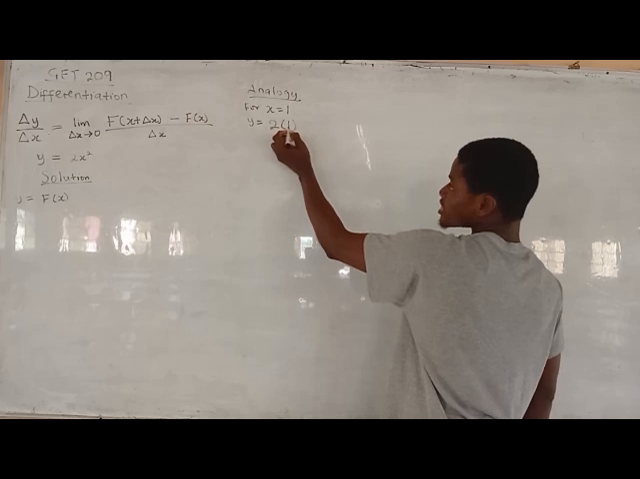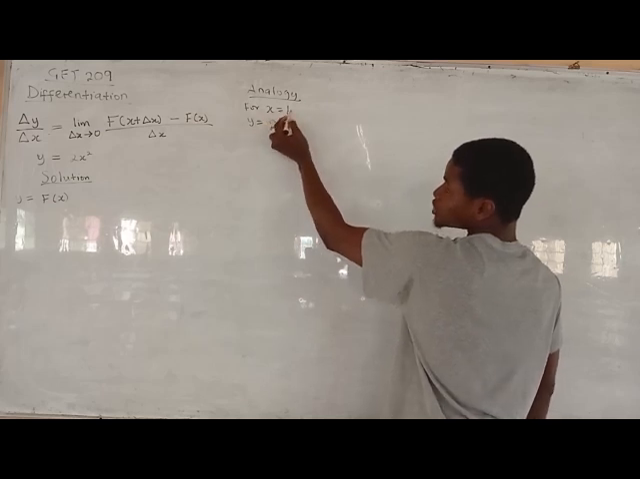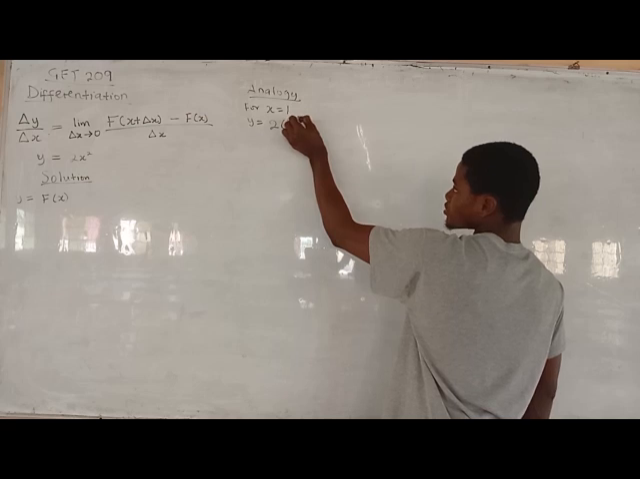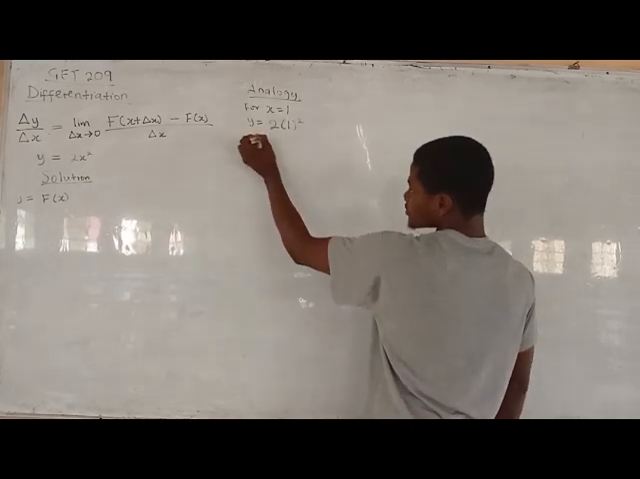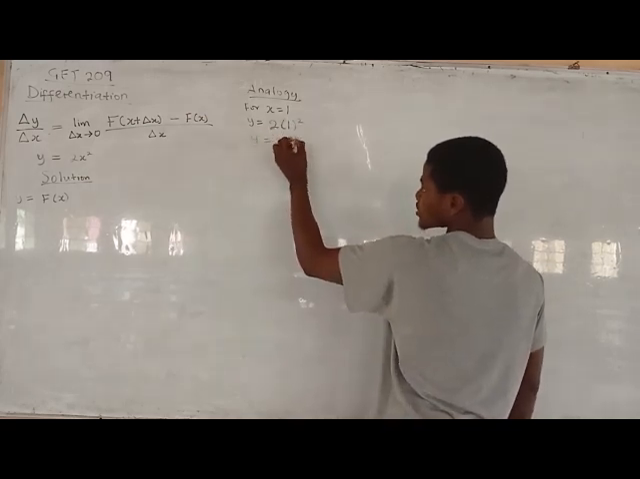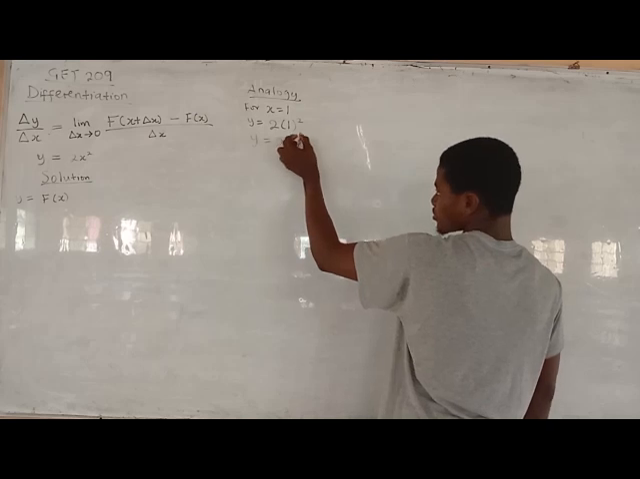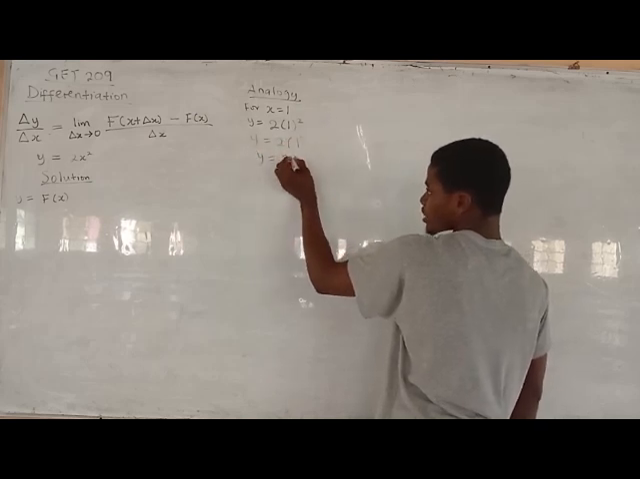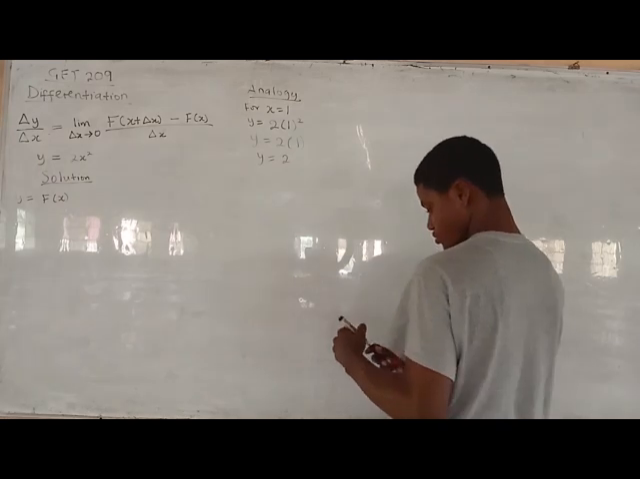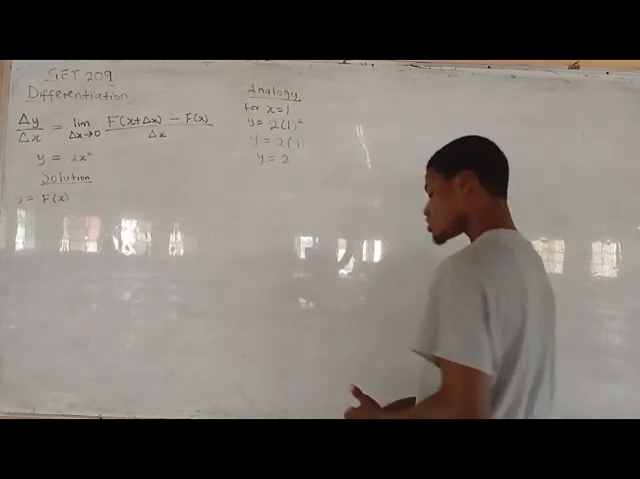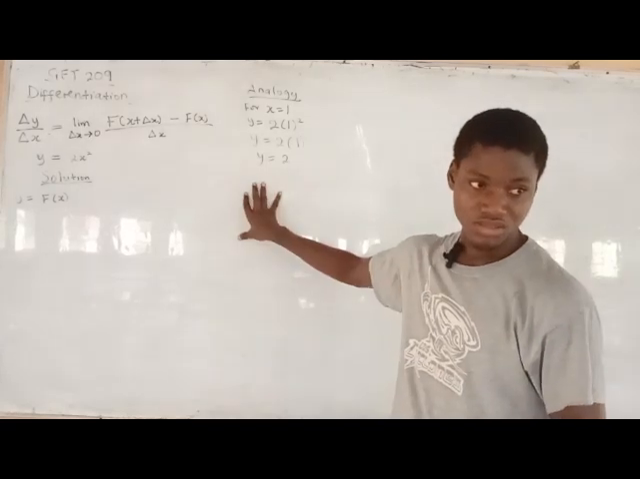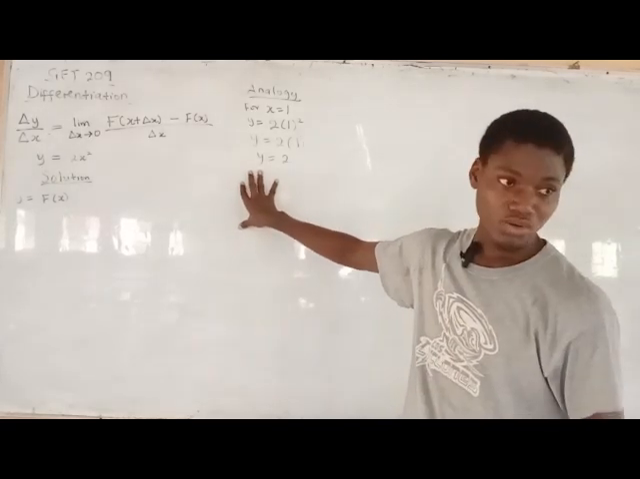Now, since we have x to be 1, we put that 1 here. This 1 represents x, because we say for x equals 1, so we raise this to power 2. That means y equals 2 times 1 raised to power 2, which is still 1. So y equals 2 times 1, which is 2. So we know that is going to be the value of y. It depends on this. This is what we call functions or equations.